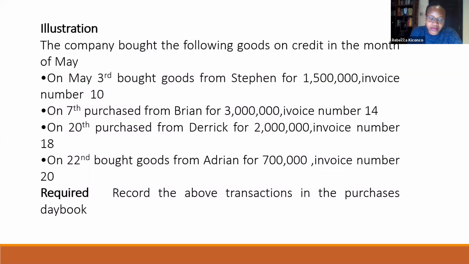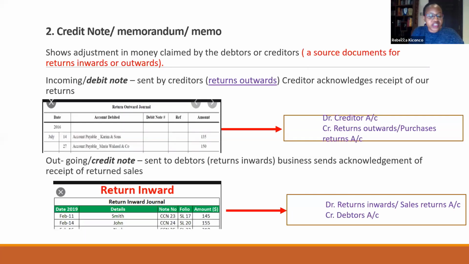Now, the next source document is what we call a credit note. In certain books, it's called a credit memorandum. In other books, it's called a credit memo.